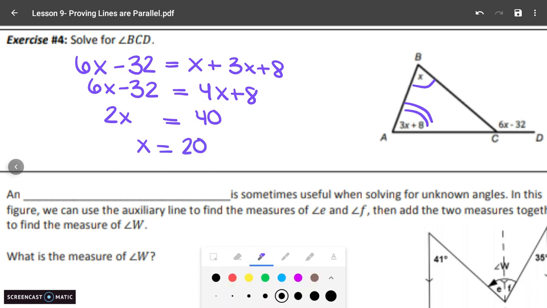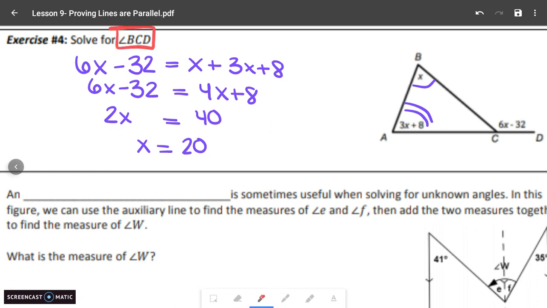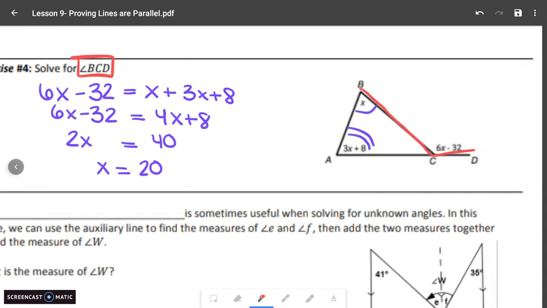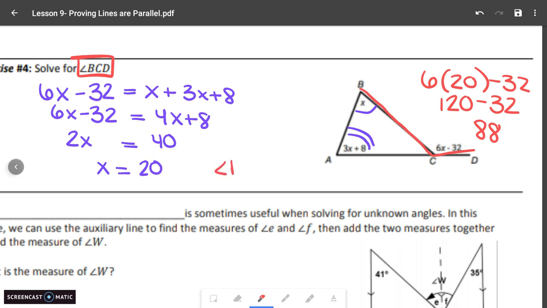Now, in this case, I'm not quite done because remember, they asked me to solve for BCD, which is my exterior angle. So I'm just going to plug in for x. So 6 times 20, subtract 32. We're looking at 120, subtract 32, and that is going to be 88. Okay. So we always finish off by saying BCD is equal to 88 degrees.